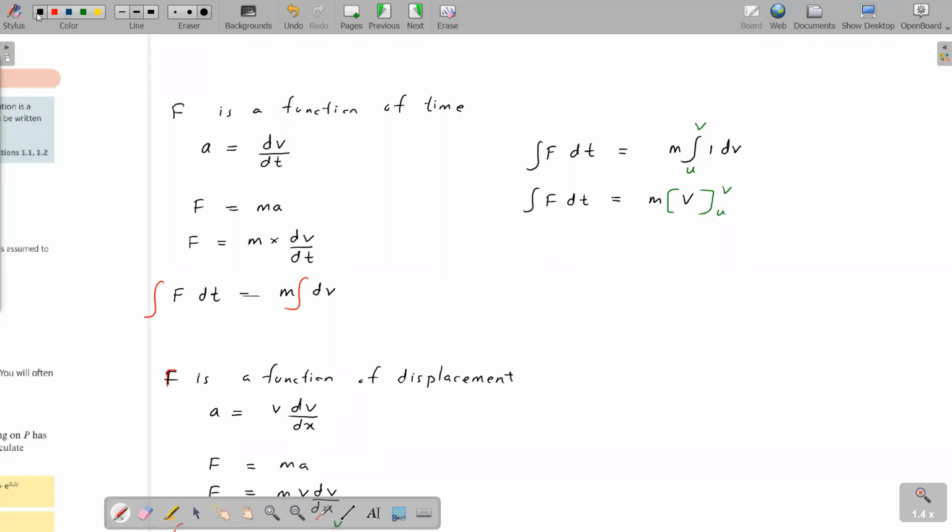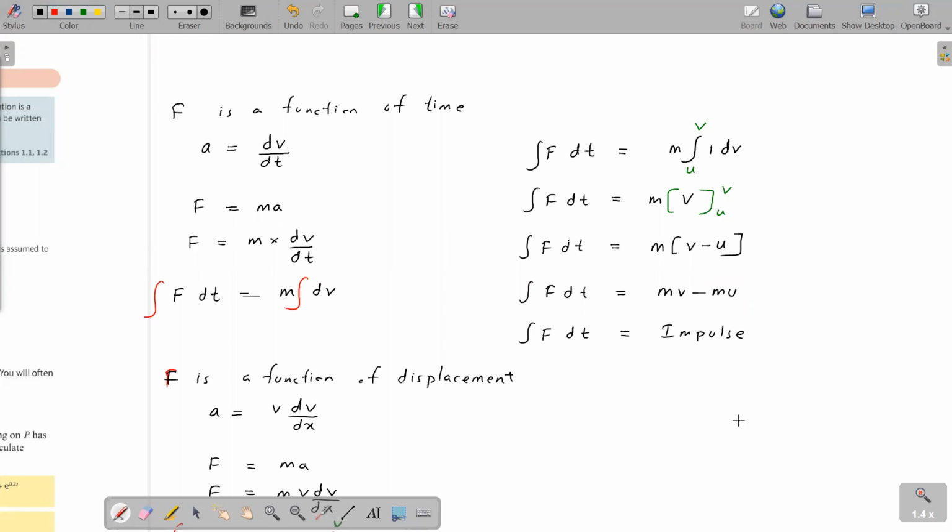Okay, so what do you get here? You replace the v first with v, then you replace it with u, isn't it? Same, you get here v minus u. You replace the first limit with v, the next one with u. So what is this? If force when you integrate with respect to t, you get here mv minus mu. So who is mv minus mu? If you recall, mv minus mu is the impulse. Okay, so mv minus mu is the impulse.